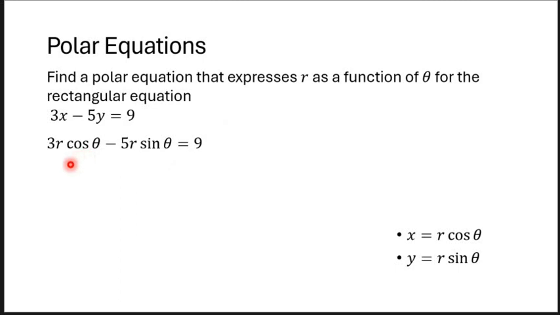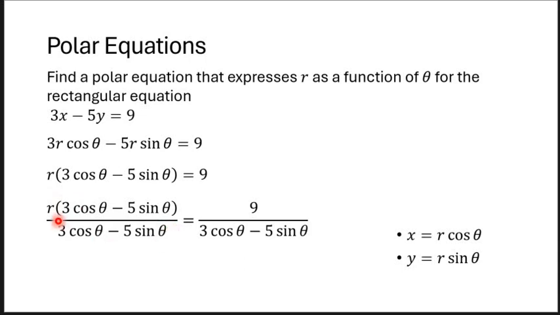To solve it for r, first I'm going to factor out r as a greatest common factor of these two terms, and when I do that I get r times the quantity 3 times the cosine of theta minus 5 times the sine of theta, and that's equal to 9. And then to get r by itself, I'm just going to divide both sides by this factor, the quantity 3 times the cosine of theta minus 5 times the sine of theta. They'll cancel out on the left side, and I'll only be left with r, but on the right side I'll have 9 over that factor.